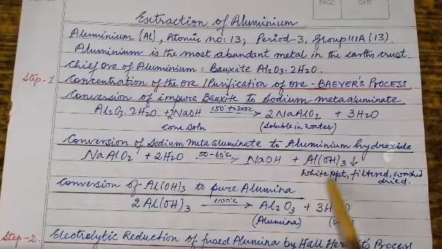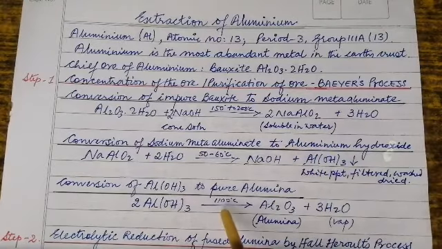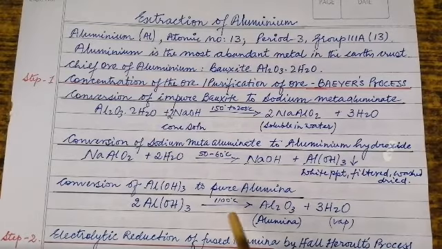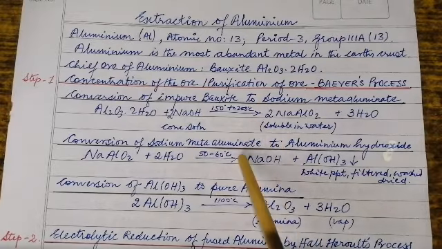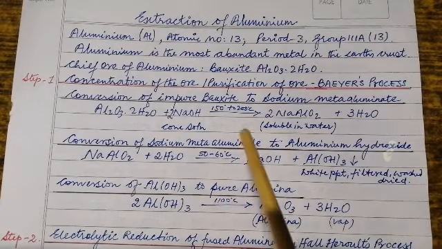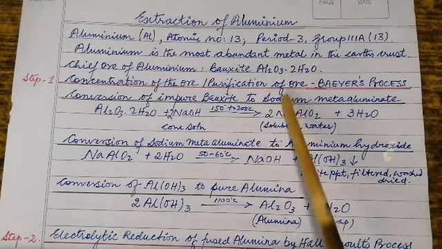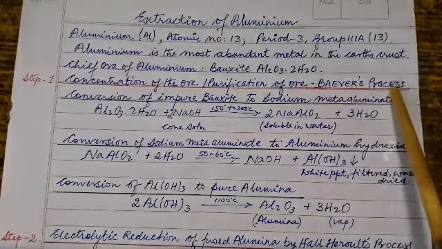Now, this aluminium hydroxide is heated to a high temperature, say around 1100 degrees Celsius. You get alumina, that is aluminium oxide, plus water vapor. So these are the three reactions taking place during purification of ore by Baeyer's process.